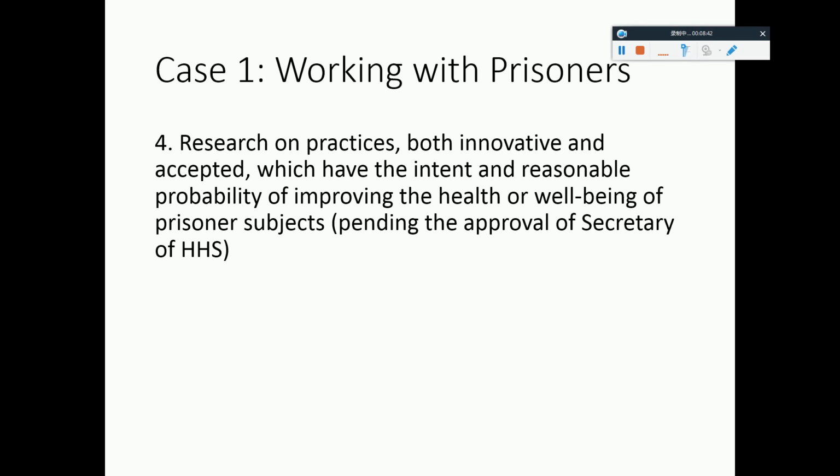The last type of research that can be conducted with prisoners are studies on the practices, both innovative and accepted, which have the intent and possibility of improving the health or well-being of prisoner subjects. Because these types of studies could have an impact, even though it's a positive impact for sure, physically or psychologically, on prisoner subjects, the study also needs the approval of the Secretary of HHS him or herself.